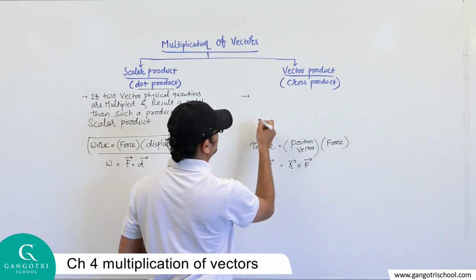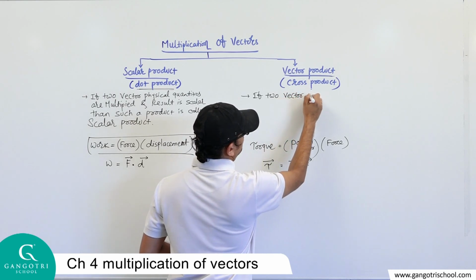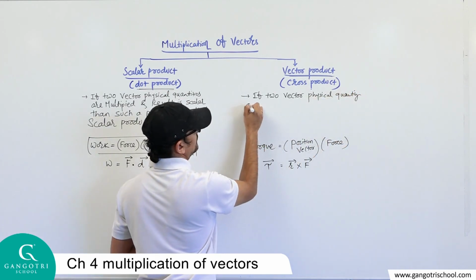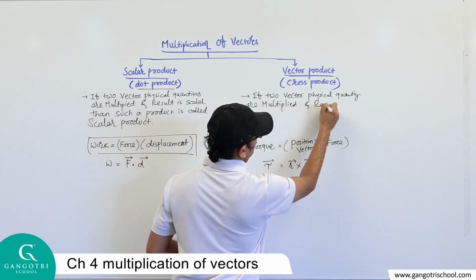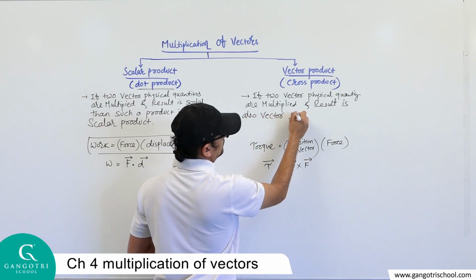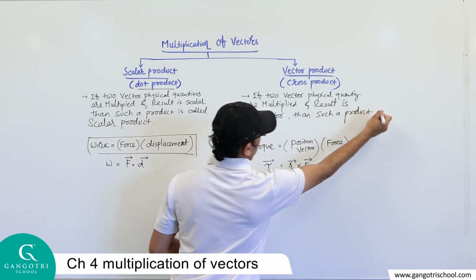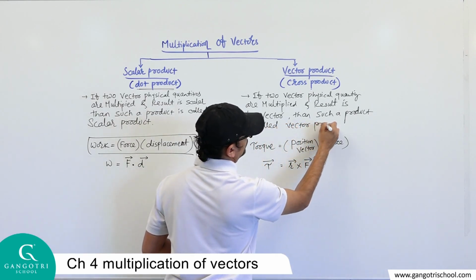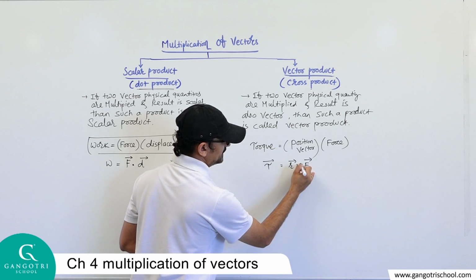So the definition of vector product is: if two vector physical quantities are multiplied and the result is also a vector, then such a product is called a vector product. It is also known as a cross product because it is represented by putting a cross between two vector quantities.